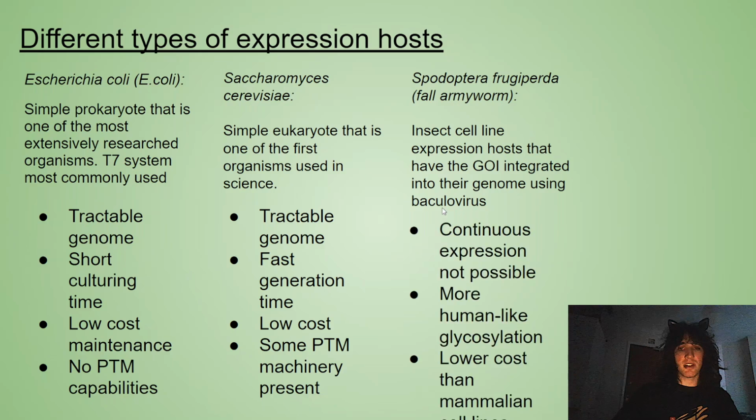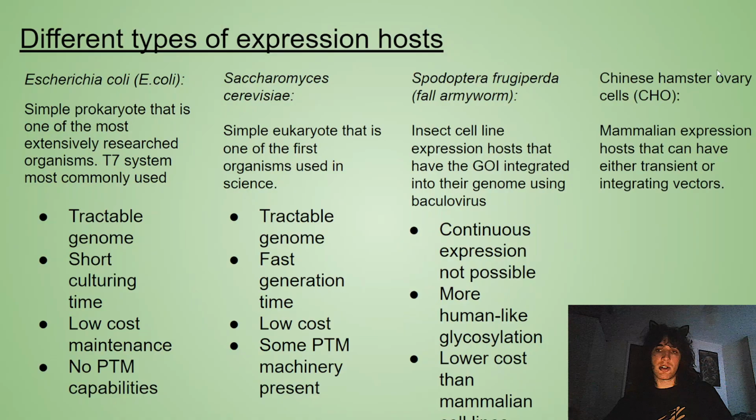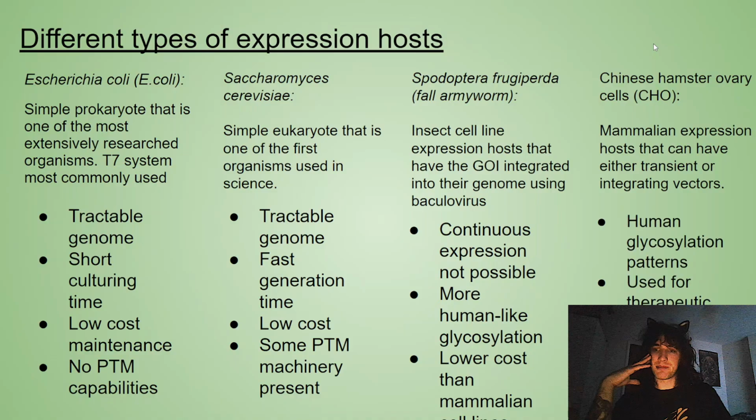The only thing with this, you can't do continuous expression because the virus kills the cells over time, and it's a little bit more human-like. But the most human-like are Chinese hamster ovary cells. I don't know why they chose to call them Chinese hamster ovary cells, but I guess. They have human glycosylation patterns, which I'll go over with you in the next slide, and they're used for therapeutic protein expression, but they're very expensive. So these you normally use an integrating expression host because you don't want to lose your culture and then redo it. It takes a lot of effort.